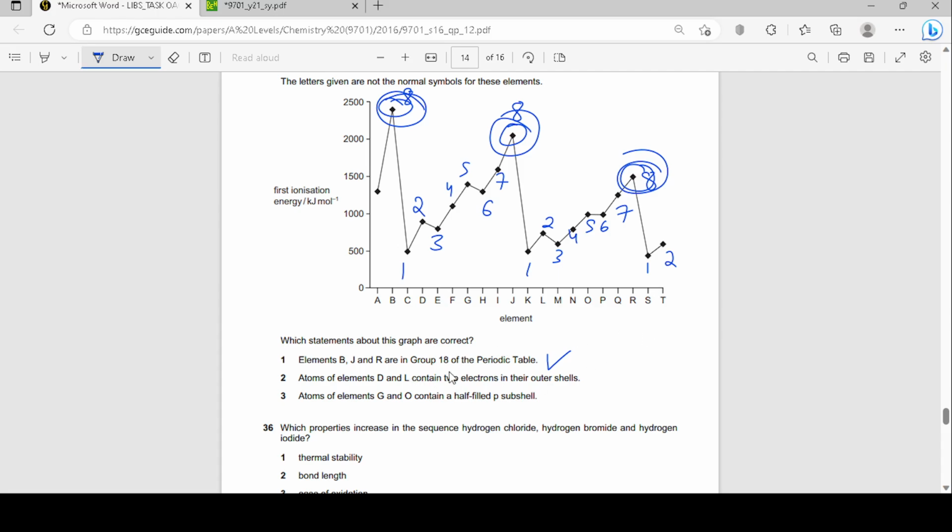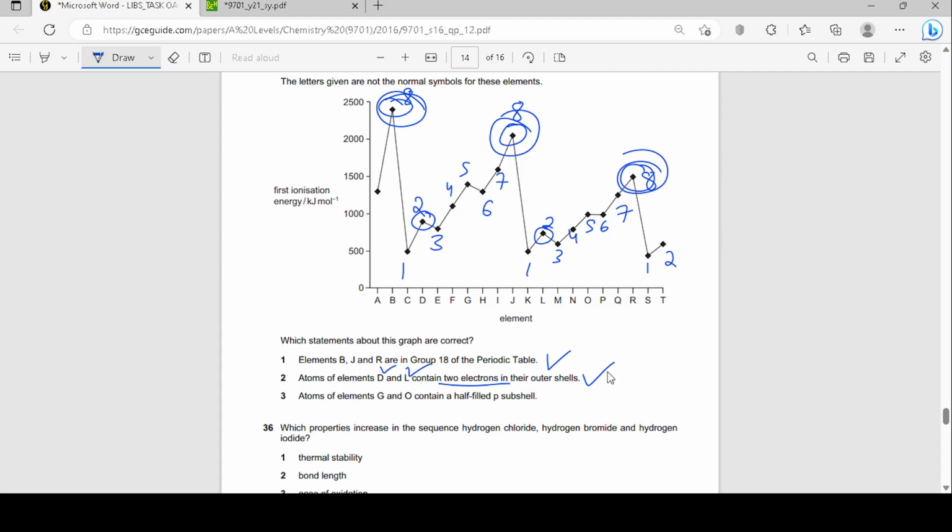So atoms of D and L, so where's D? D is here, so obviously it contains 2 electrons, means it's in group 2, right? So D is definitely in group 2, you can see from here. Then L is also in group 2, as I already labeled, so that means that 2 is also a correct statement.